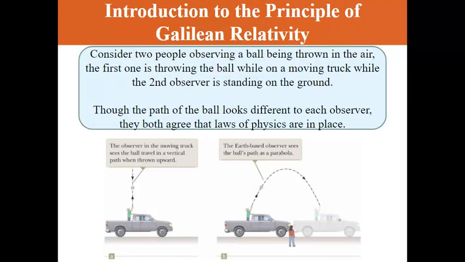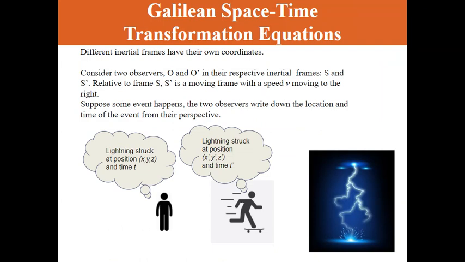Despite the fact that the path looks different to each observer, they both agree that all laws of physics are in place. They agree that the law of gravitation is there, conservation of energy is there, and so on. Also, when you talk about different frames, you all have your own coordinate systems since it depends on where you are relative to some event happening.